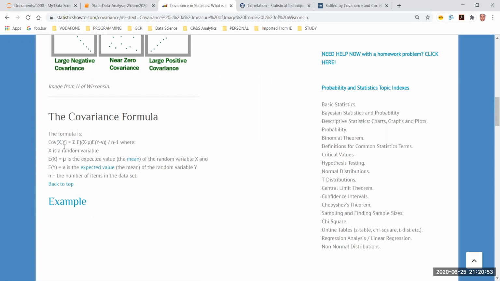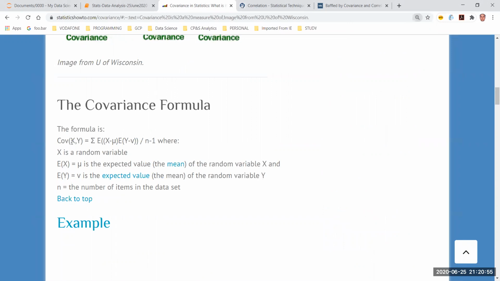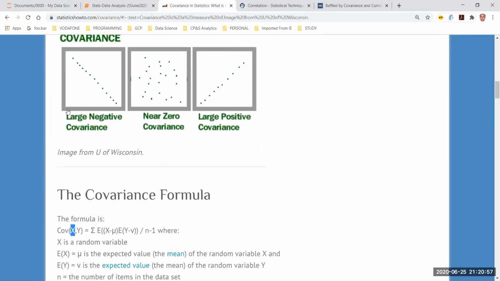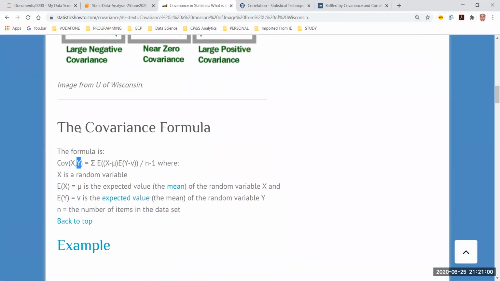The covariance of x and y. X is what? So let me just zoom this. X is what? Another random variable. So let's say the one which is on the x-axis. Y is what? The other one which is on the y-axis. So covariance between x and y is what? Summation. Okay. Summation of this is an epsilon kind of a function that we are doing. And here what we are trying to do, x minus mu and y minus v. Right? What is v? And what is this mu? Mu is the mean of x and v is the mean of y.